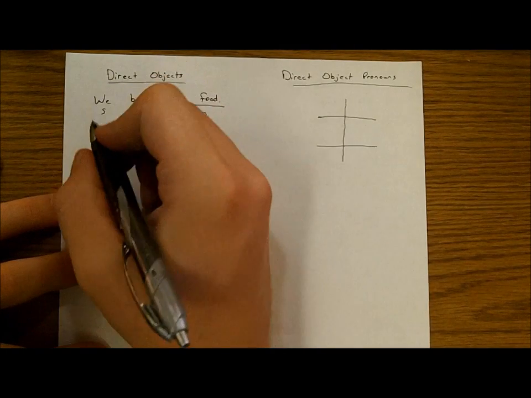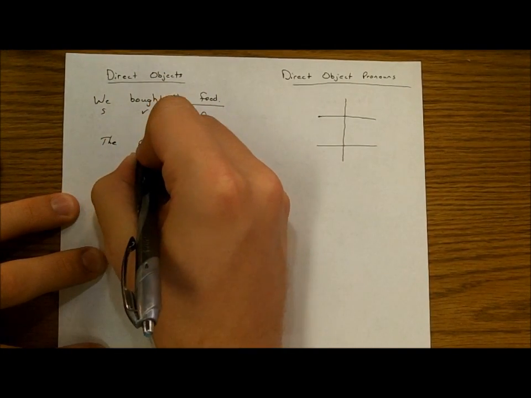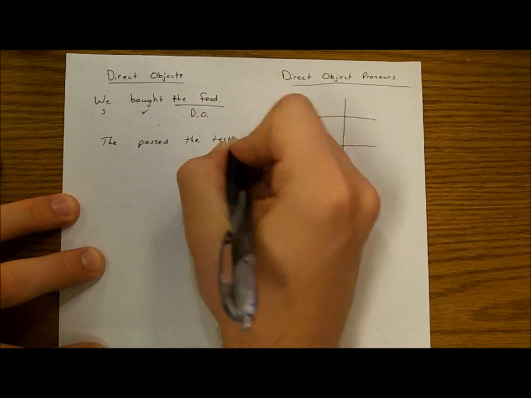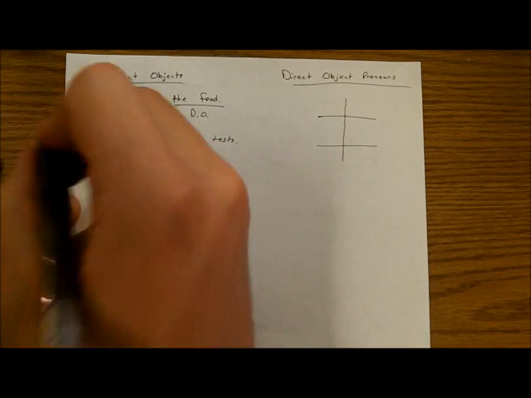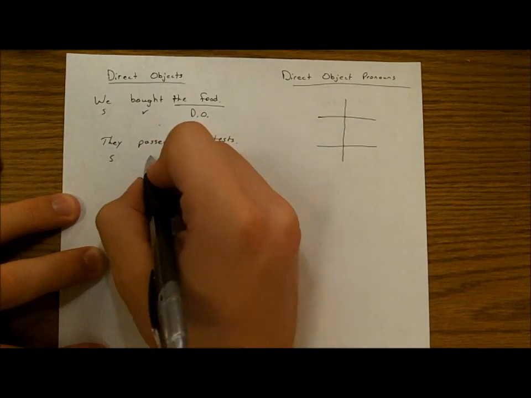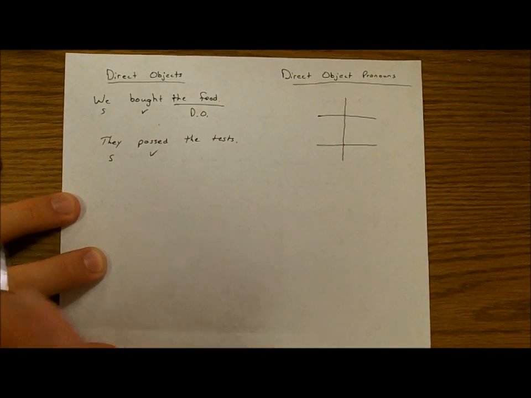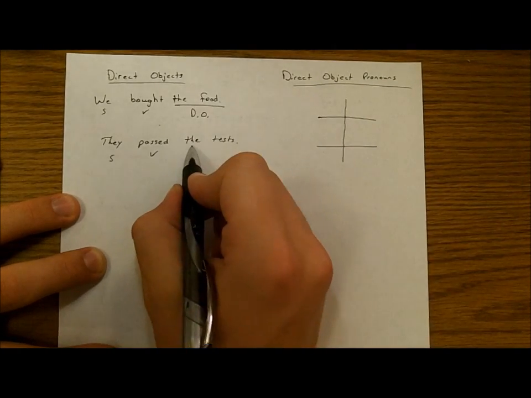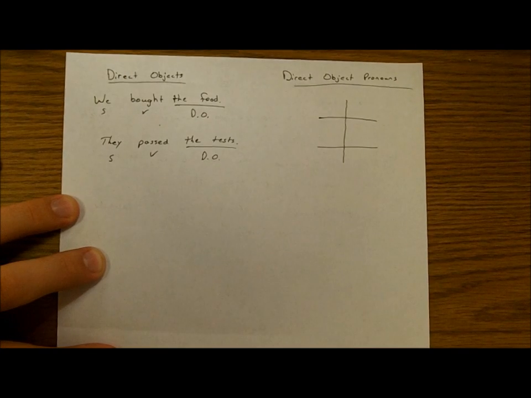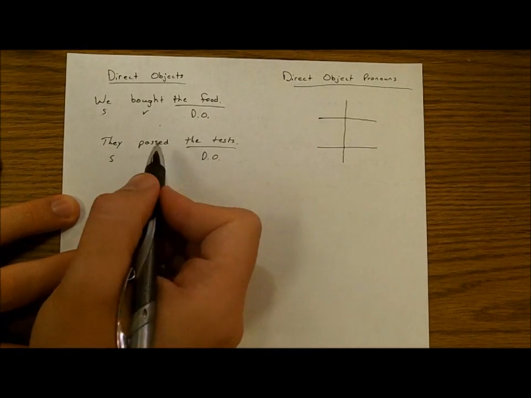Next example, they passed the tests. They. So, we have our subject is they, verb is passed, and what did they pass? They passed the tests. So, our direct object is going to be the tests, because the tests are what they passed.